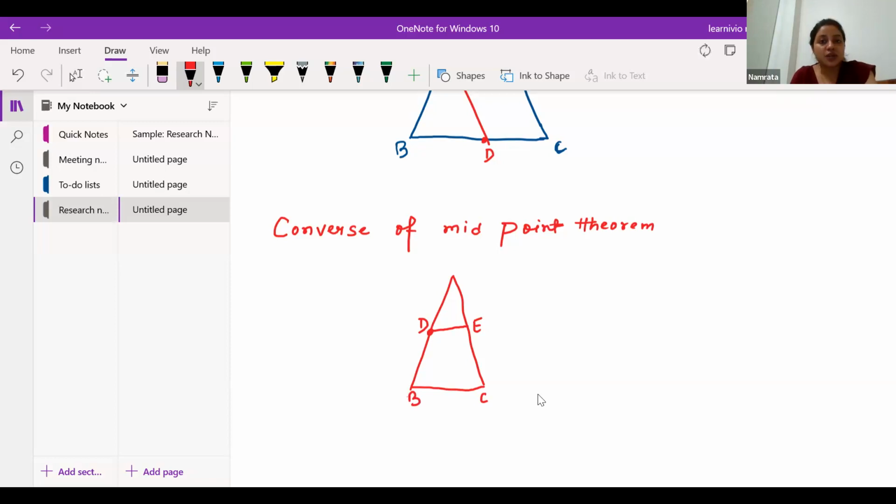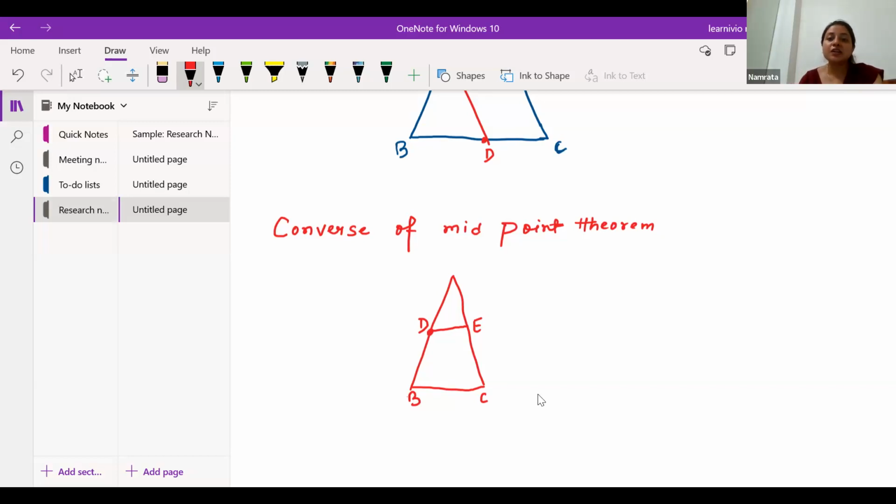So what exactly does the theorem say? Previously, two midpoints were needed, and when you drew the line, it was parallel to the third side, and its length half of the length of the third side. But now, if you are taking one side's midpoint, and you draw a line parallel to another side, that line must meet on the midpoint of the third side. Are you getting it? Yes, ma'am. So here we don't know whether E is the midpoint or not. We just know that D is the midpoint, and we also know that DE is parallel to BC. So by converse of the midpoint theorem, E must be the midpoint.